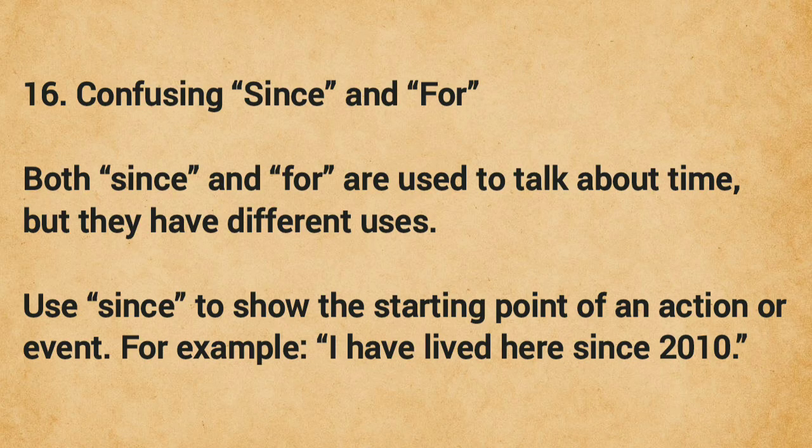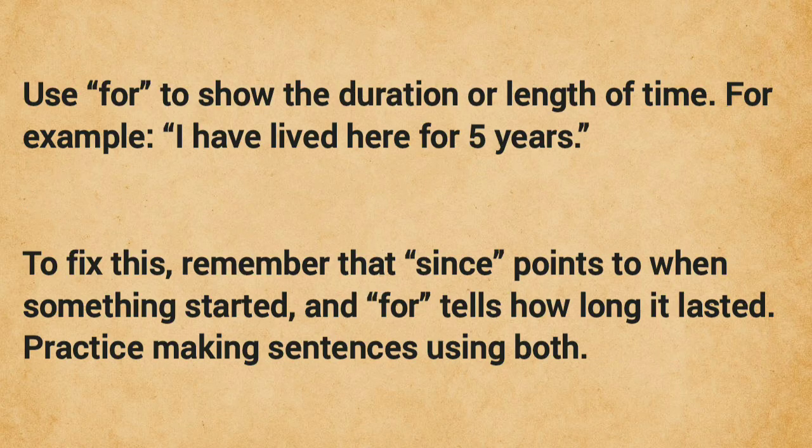16. Confusing since and for. Both since and for are used to talk about time, but they have different uses. Use since to show the starting point of an action or event. For example, "I have lived here since 2010." Use for to show the duration or length of time. For example, "I have lived here for 5 years." To fix this, remember that since points to when something started, and for tells how long it lasted. Practice making sentences using both.